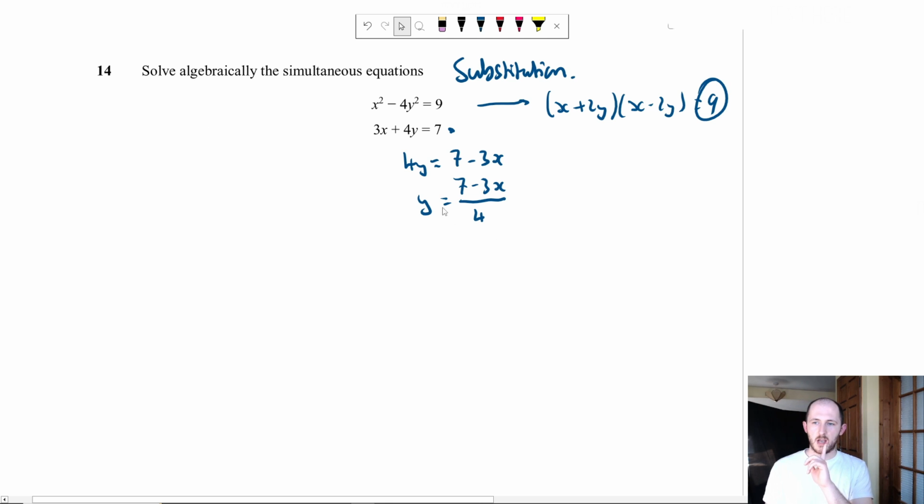So all you do then is sub that in for y, do a ton of algebra, use probably the quadratic formula or factorization, and you'll be able to work it out. You know, there are some really good questions in this paper, I think.